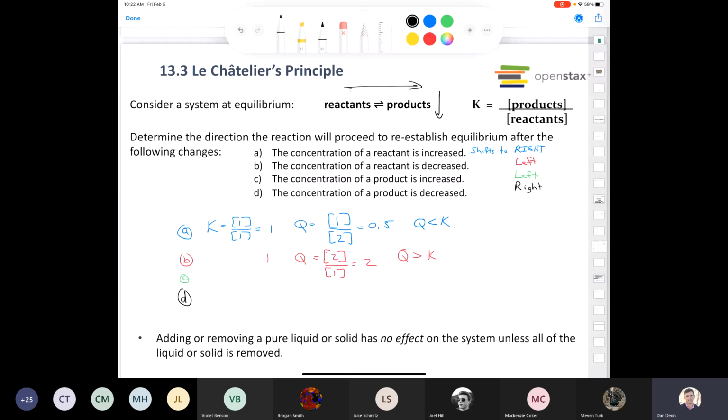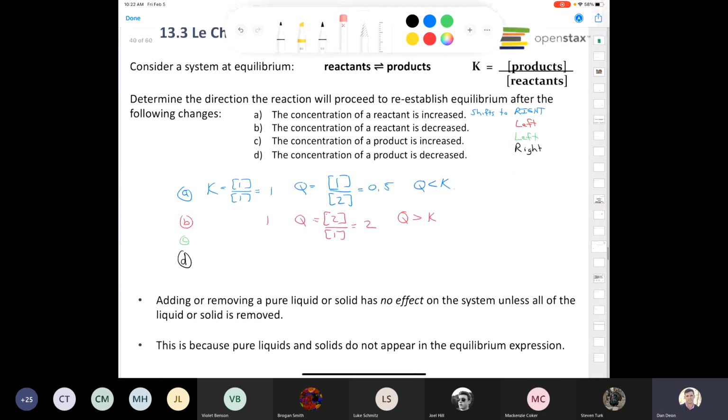Anyhow, you can analyze it by looking at Q. You can just analyze it in your head. But more often than not, you're going to have to be able to solve these in your brain and just say, okay, here's the effect that's going to be a result of this change in concentration.